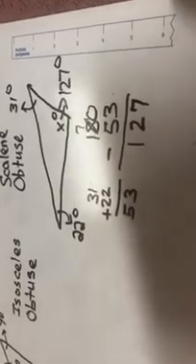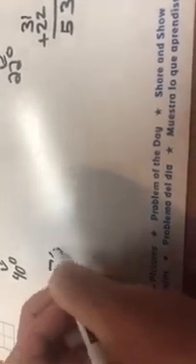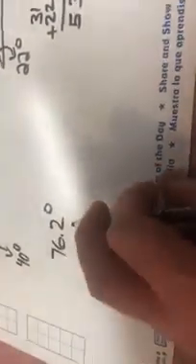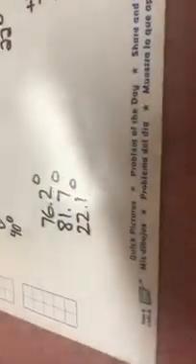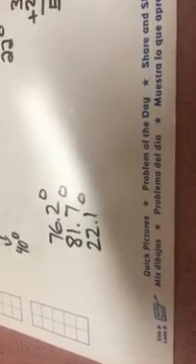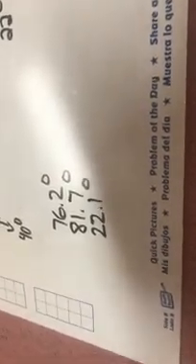The last part of what you're doing is going to give you three angle measurements. Okay? So it's going to say 76.2 degrees, 81.7 degrees, 22.1 degrees. And it's going to ask you, can a triangle be formed with these three angle measurements?